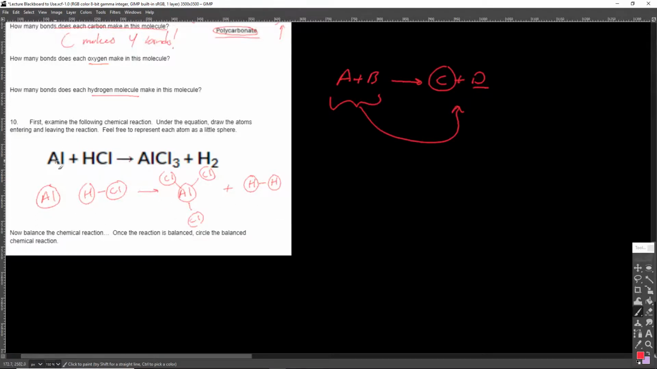Okay, an aluminum atom combines with hydrochloric acid to make aluminum chloride, aluminum trichloride, plus hydrogen gas. Now, is this reaction balanced? We've got one aluminum on each side. We've got one hydrogen over here. But look, we got two hydrogens over here. One chlorine, three chlorines. It's not balanced. Okay, so I want you to balance the chemical reaction.